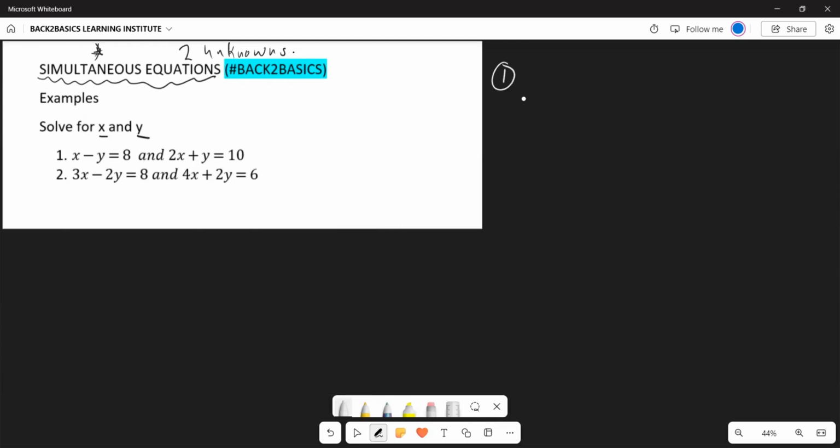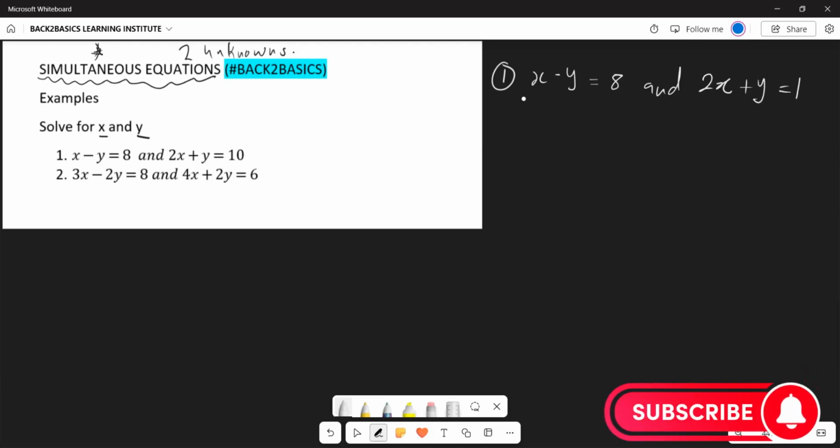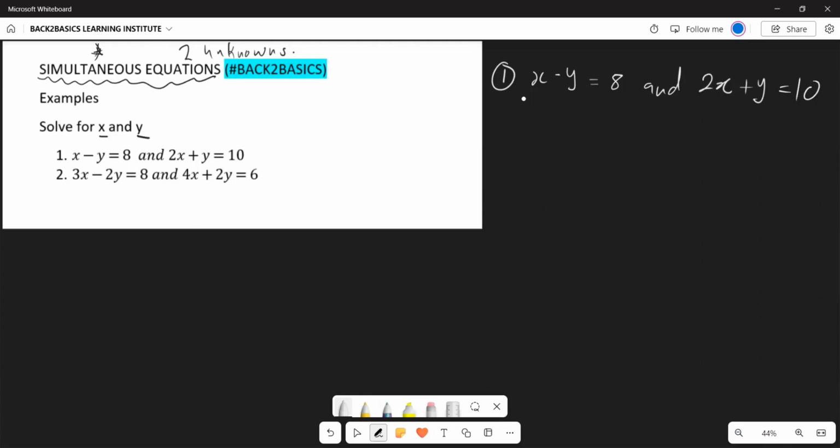What is important is that you need to equate one of the variables. For example, here you are given x subtract y is equal to 8, and you are given 2x plus y is equal to 10. So what is important is you're going to make either your x or your y the subject of the formula.